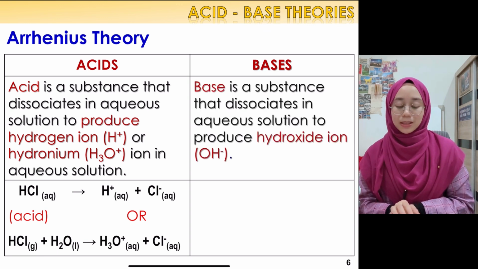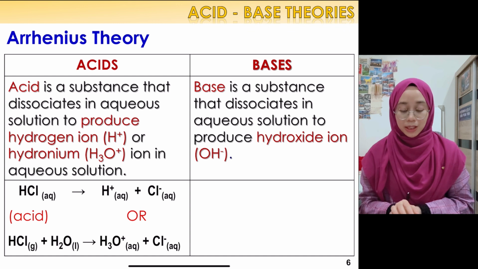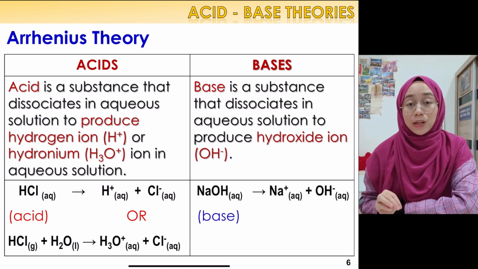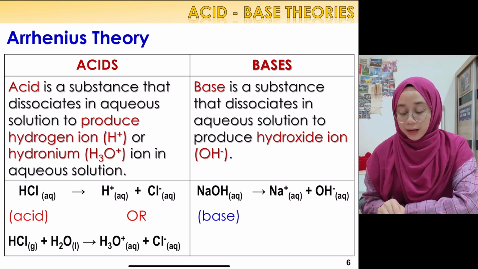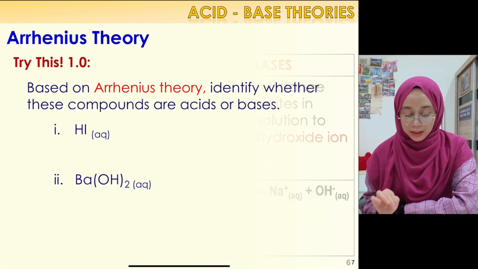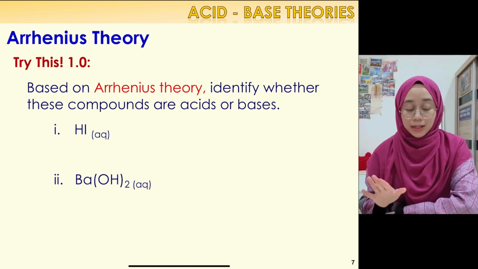Okay, so a base is a substance that dissociates in aqueous solution to produce hydroxide ion, OH minus. So for example, kita ada sodium hydroxide dekat sini, whereby kita akan produce dua ion, which is Na plus and also OH minus. Kita punya fokus lah untuk menunjukkan dia ada base property. Okay, alright, so try this 1.0.